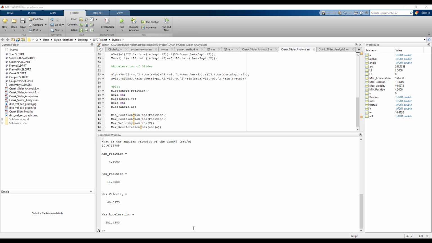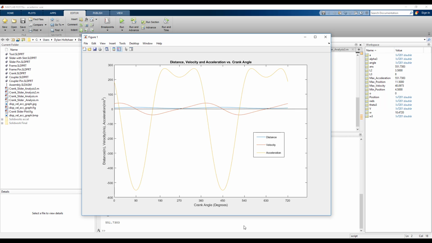Here's the plot that it generates. And it's hard to see how much of the distance is changing just because we have 100 revolutions per minute as the angular velocity of the crank. And we only have a 3.5-inch crank and an 8-inch coupler, so there's going to be relatively little change for the distance as compared to the velocity, which is going to be rather high, and acceleration, which is going to be even higher. But it checks out when you look at it, essentially.